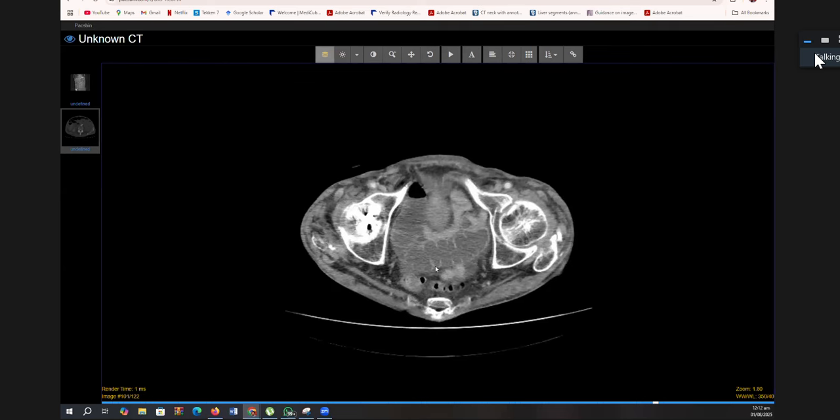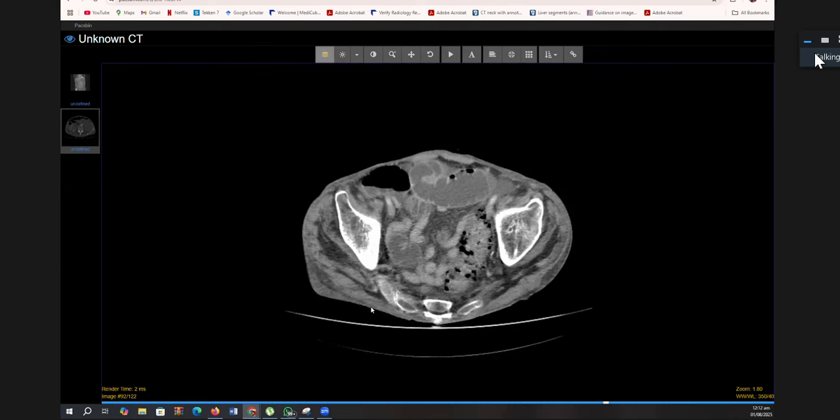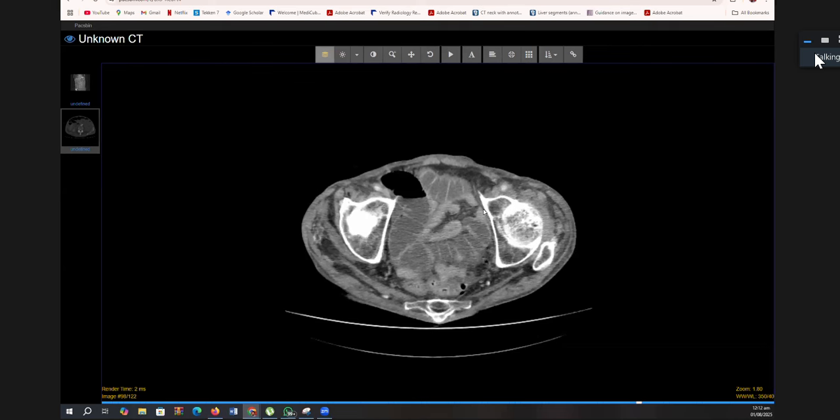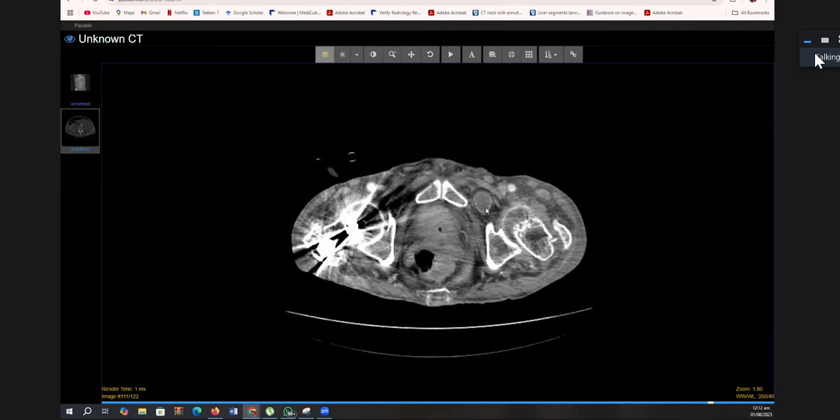Now, if you saw nothing else, you would know that it must be a mechanical obstruction because you've got dilated small bowel and non-dilated small bowel. And then the next thing is, and I think you've got it. So there is a point of transition, and there is a hernia between the muscles, an obturator hernia. Excellent.